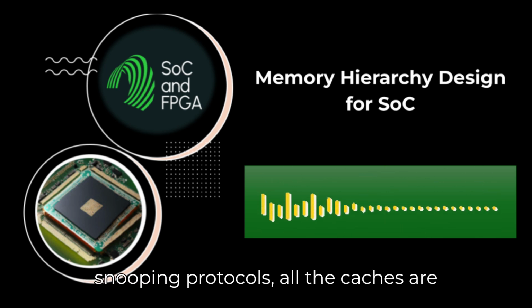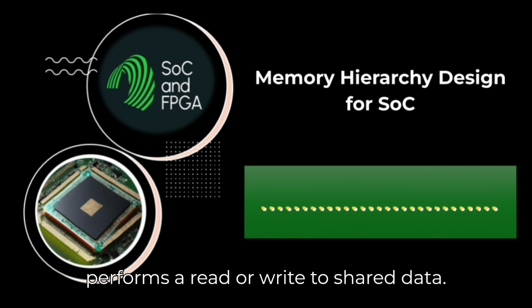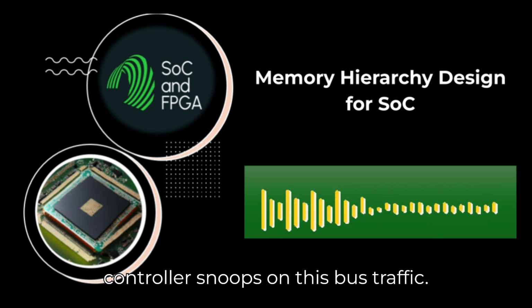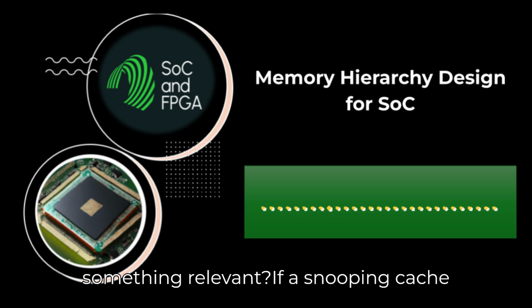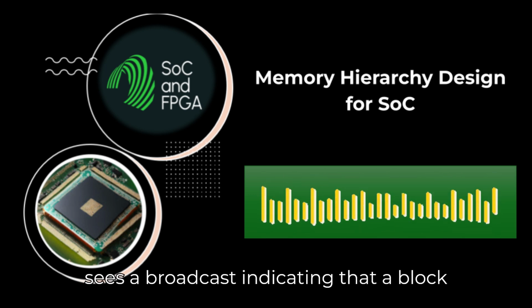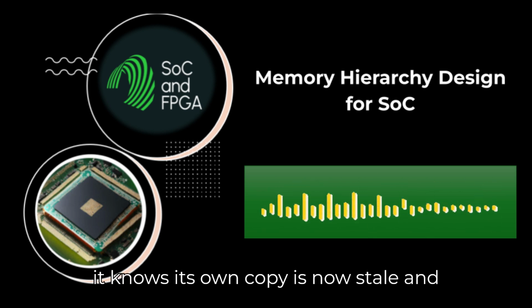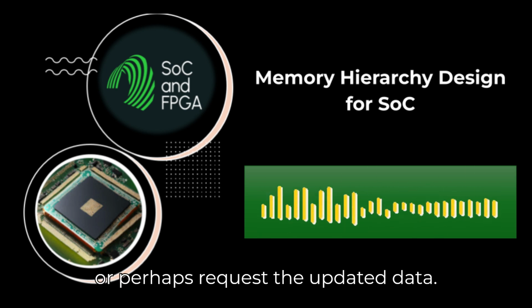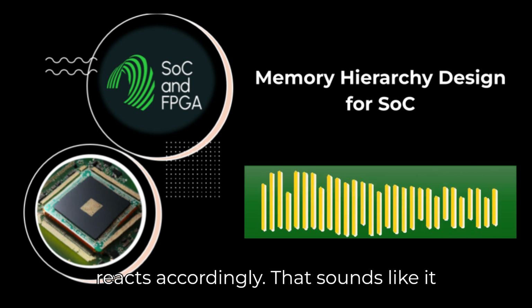In snooping protocols, all the caches are connected to a shared bus. Whenever a core performs a read or write to shared data, a message about that operation is broadcast over the bus. Every other cache controller snoops on this bus traffic. Okay. And what do they do when they see something relevant? If a snooping cache sees a broadcast indicating that a block it holds is being modified by another core, it knows its own copy is now stale and must invalidate it, mark it as unusable, or perhaps request the updated data. Think of it like a group chat where everyone instantly sees all messages and reacts accordingly.